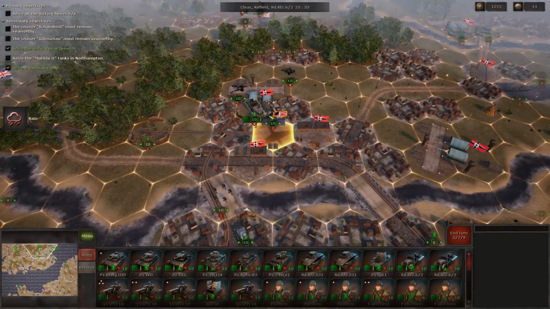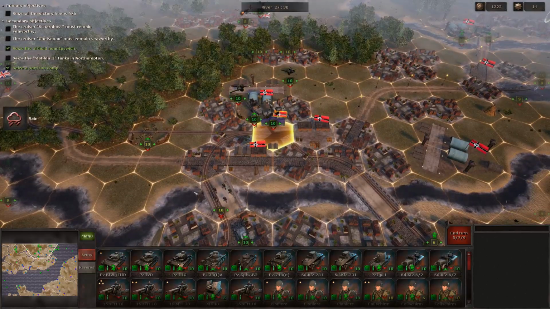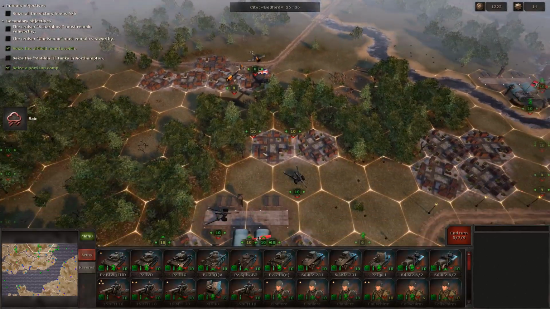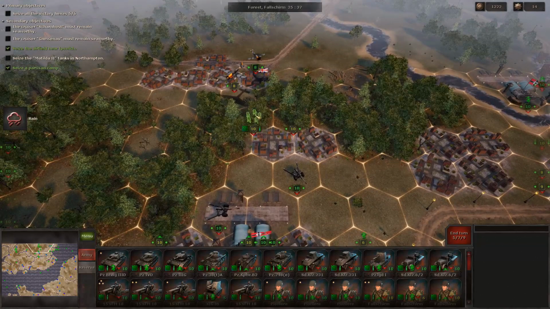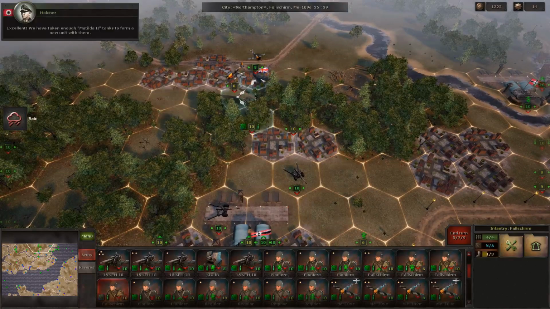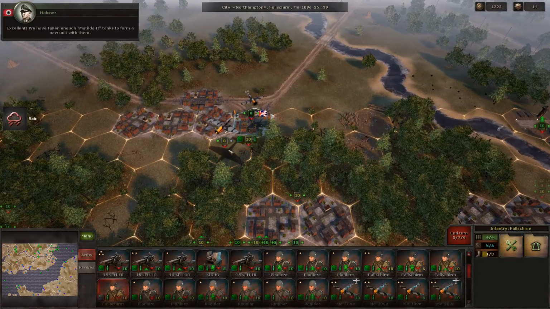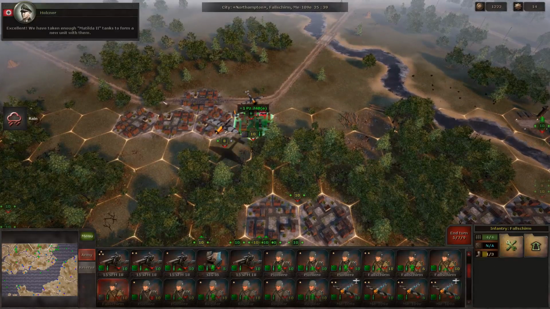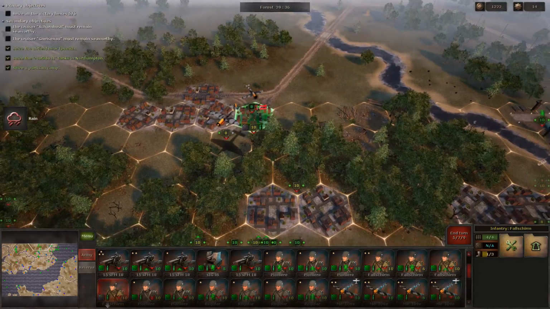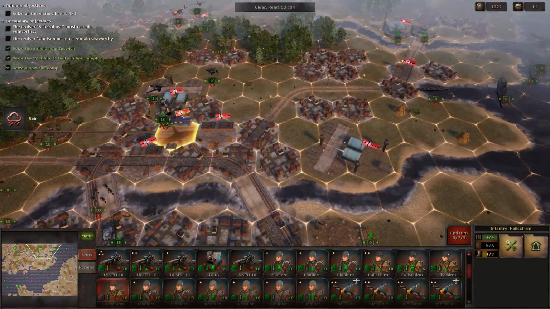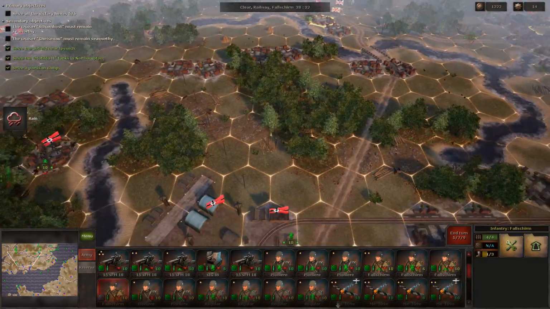From London, with the units that I have, the artillery did a lot of work. I was able to move forward, and I should be able to get into Northampton here and take that over. Excellent. We have taken enough Matilda 2 tanks to form a new unit with them, which is where you get that Matilda tank. So we got that objective. That's what pretty much happened there.